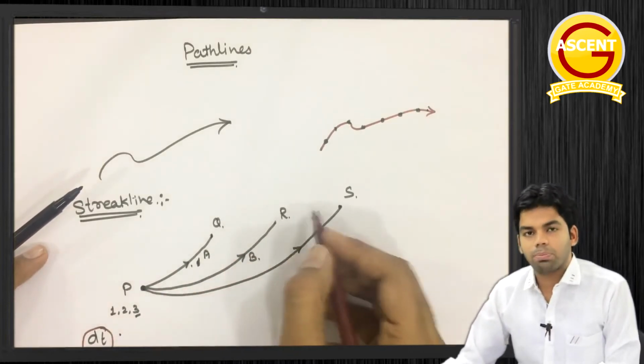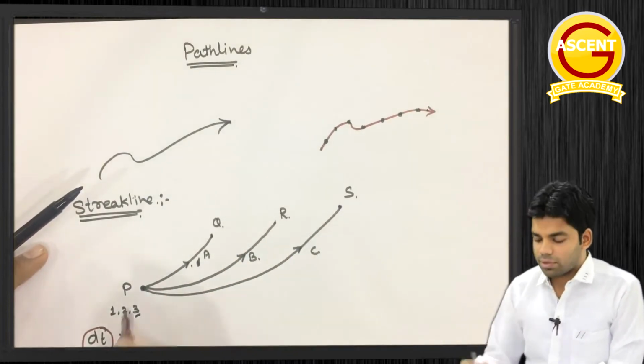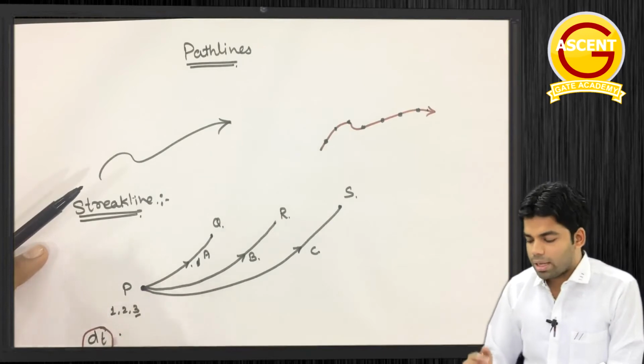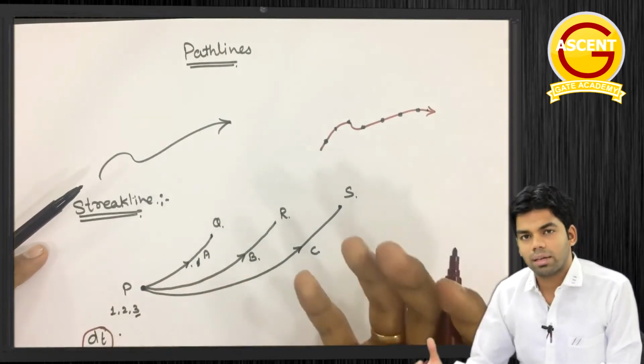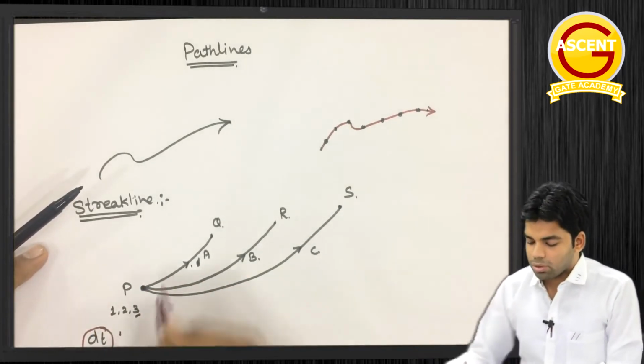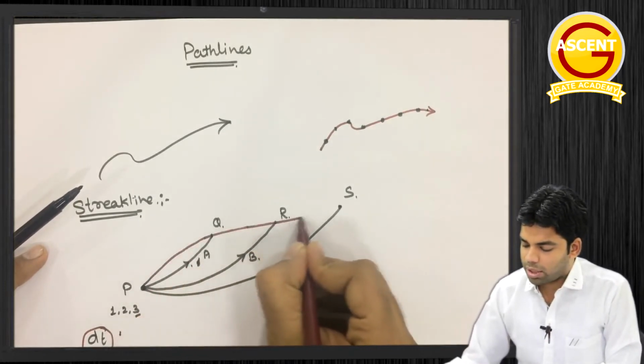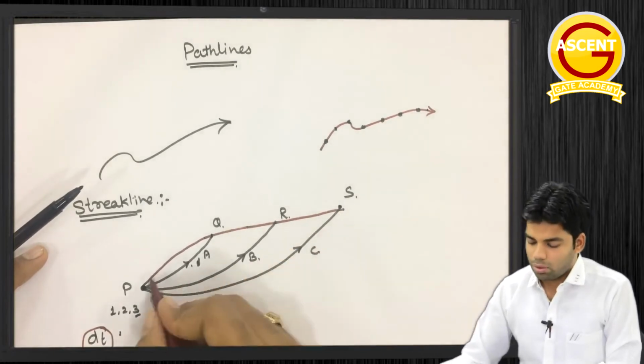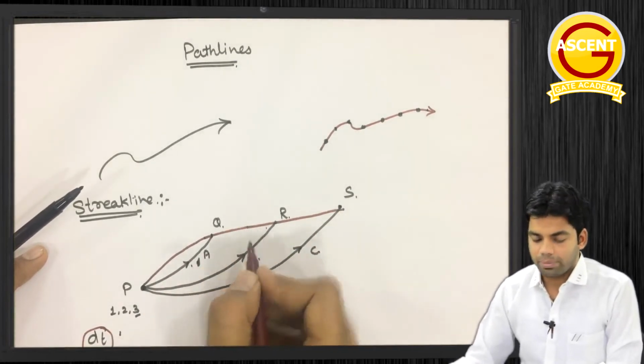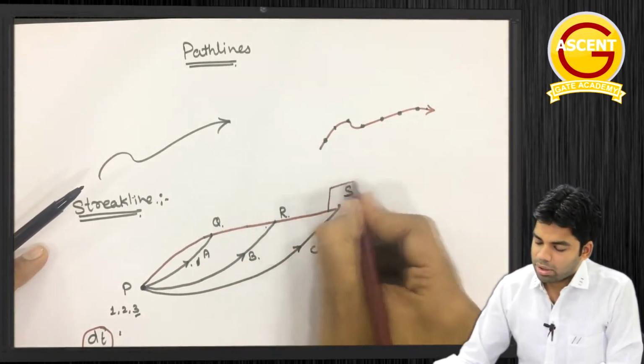locus of all these points, that means all the particles which have started from the same point have reached different points after time dt. So if I trace the final location of all these particles, I will get one line. The locus of all these particles, I will get one line. So this line is nothing but the streak line.